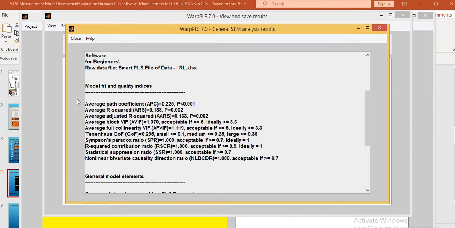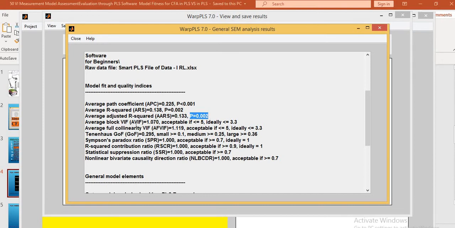The first one is average path coefficient, APC. Its p-value must be significant. If the p-value is not significant, it means that your model is not fit. Then average R squared, ARS, its p-value must be significant. There is no question on the beta value. Whatever the beta value is, it is not a matter of significance, but the p-value is more important. It must be significant. Then average adjusted R squared, AARS, its p-value must be significant.